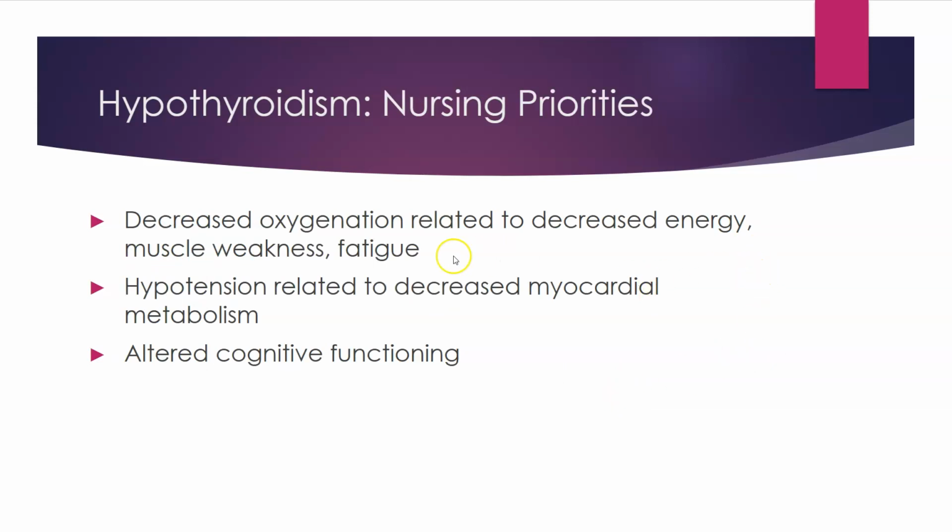Nursing priorities is providing oxygenation and monitoring the airway, of course, related to muscle weakness and fatigue. If they have hypotension, we want to treat that appropriately. And then they could have some altered cognitive function related to both of these. So then we want to treat what's causing this, and then maintain cognitive functioning.